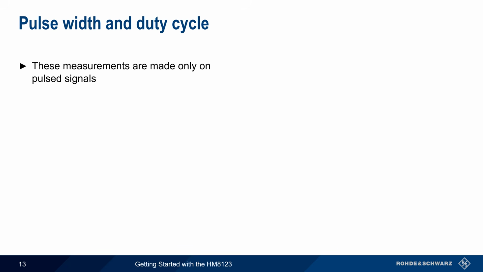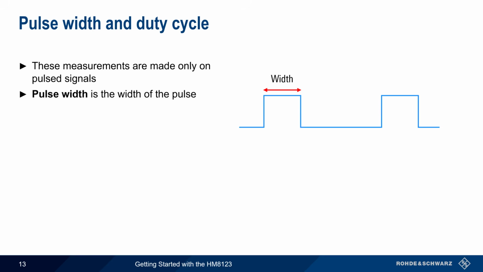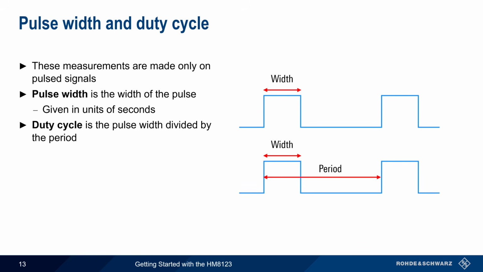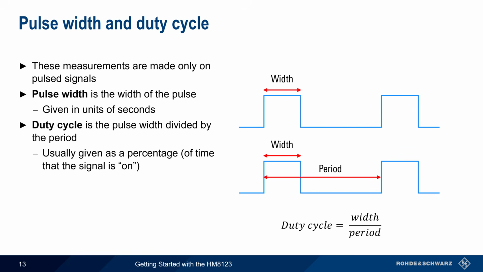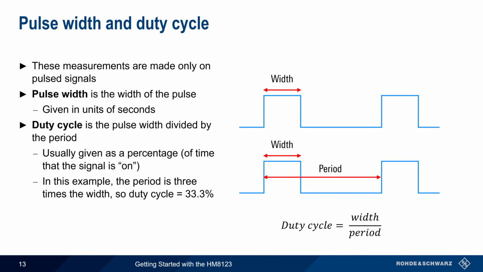Pulse width and duty cycle are measurements that are only made on pulsed signals. Pulse width is fairly self-explanatory. This is simply the width of the pulse, given in units of seconds. Duty cycle takes the width of the pulse and then divides it by the period. The result is normally given as a percentage, which represents the percent of time that the signal is on. For example, in the diagram on the right, the period is 3 times the pulse width, and thus the duty cycle is 33.3%.